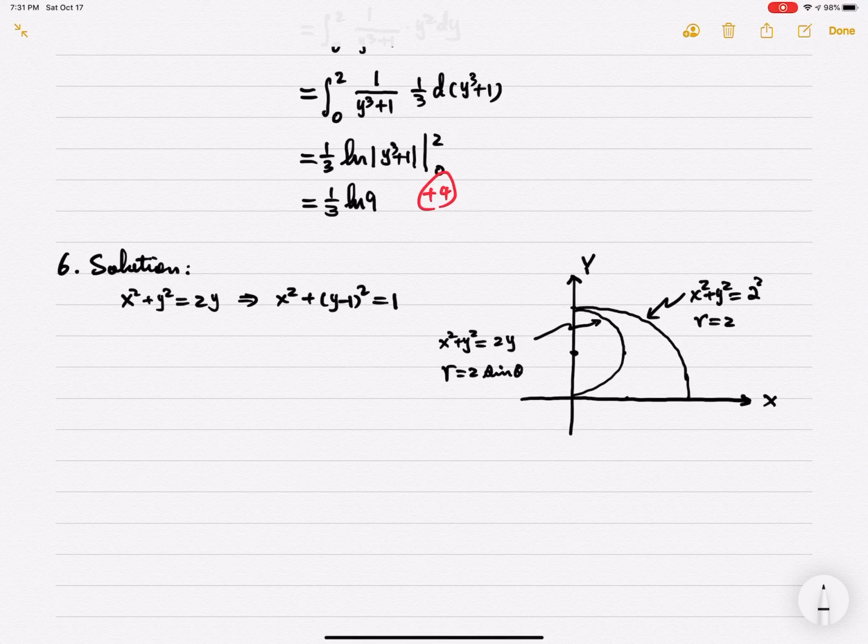So you see when theta equals 0, r is 0, start from here. And then theta equal to pi over 2, so this is the pi over 2, and then sine equals 1, 2 times 1 is 2. Now, we say between those two curves and in the first quadrant. So that's this one.